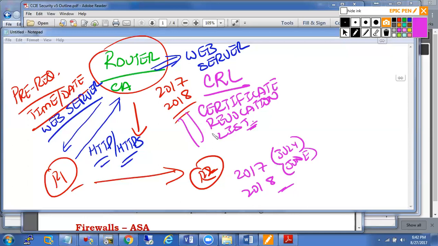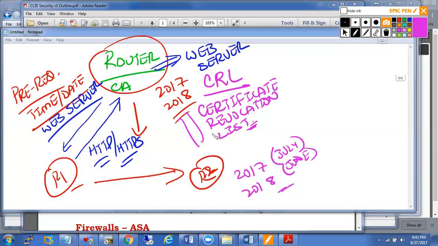Why? For different reasons. Maybe the company wanted to do it. Maybe the company went out of business. Maybe it decommissioned the server. A whole bunch of different reasons for decommissioning or revoking the certificate. But they publish that CRL on their web server. You need to specify on the client, hey, listen, although the certificate is valid, please check the CRL to make sure it has not been revoked.